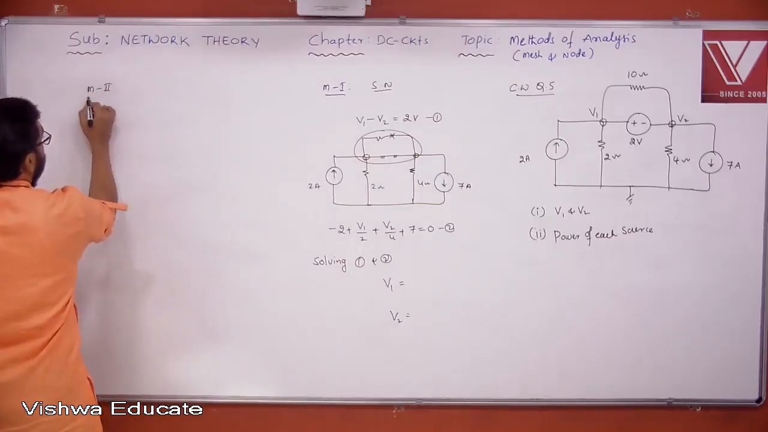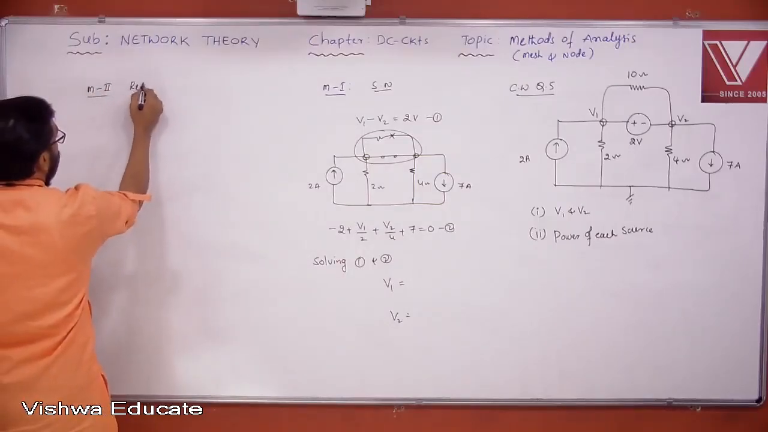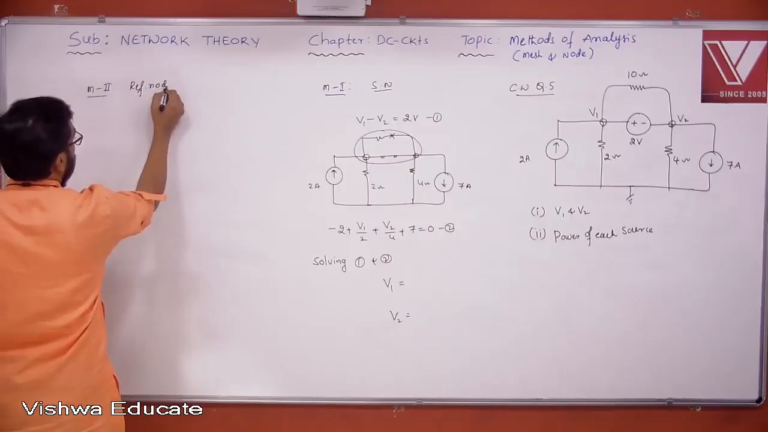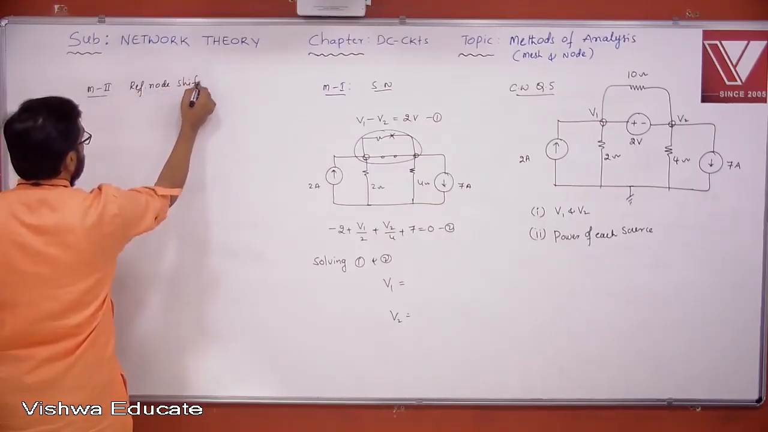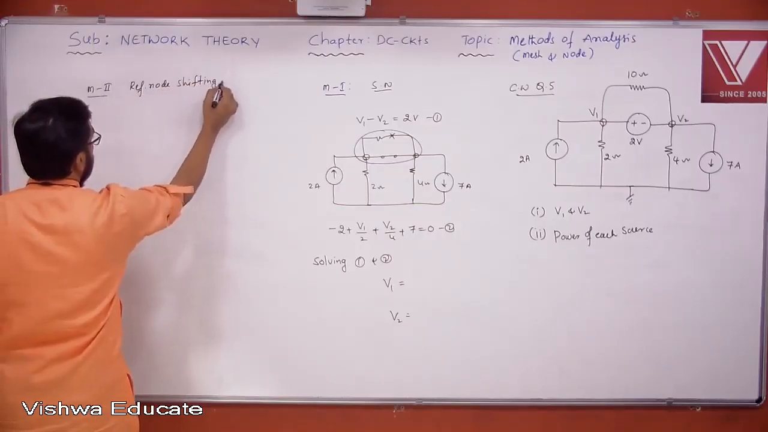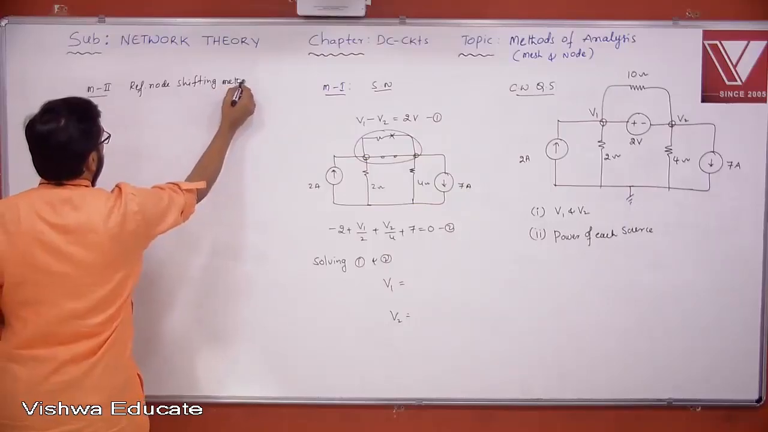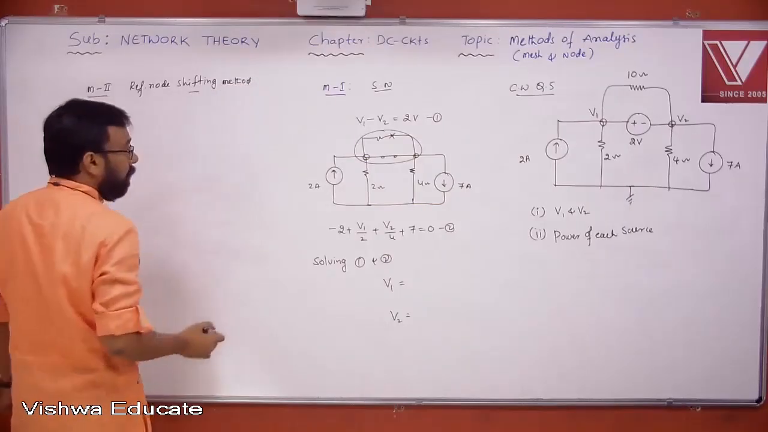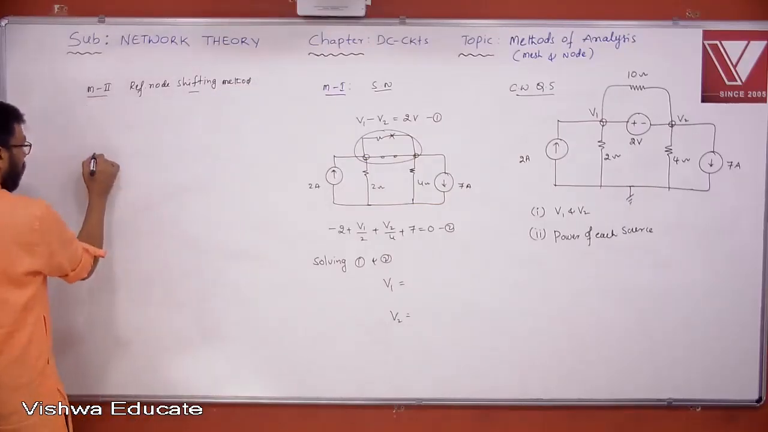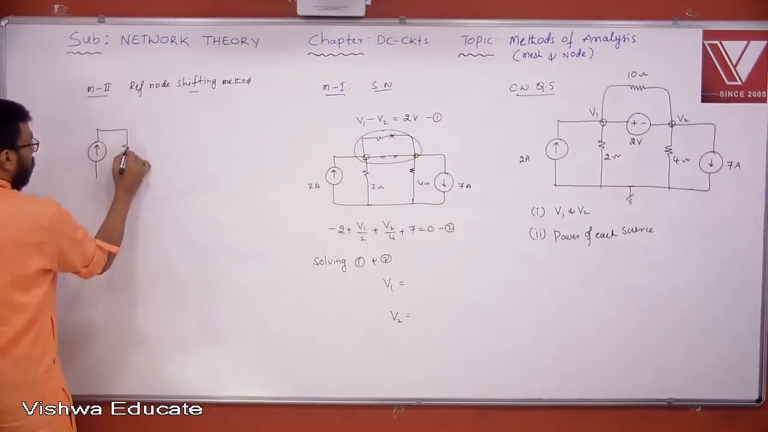Method 2, reference node shifting method. According to the reference node shifting method, let me draw the network again here. Look at this.